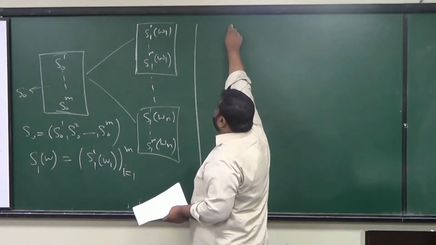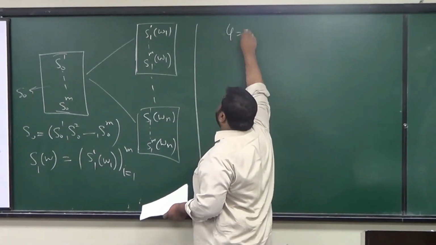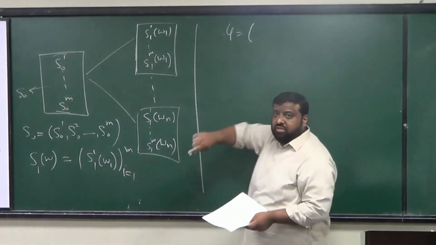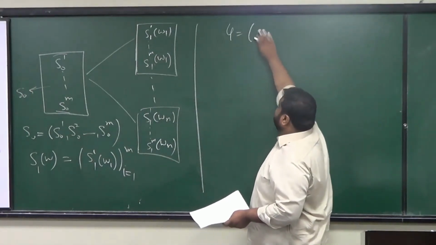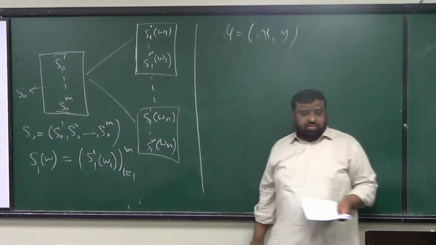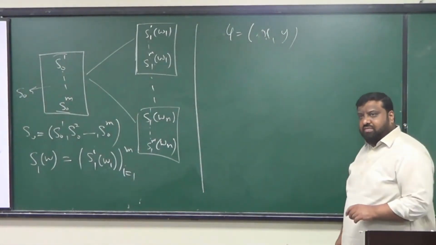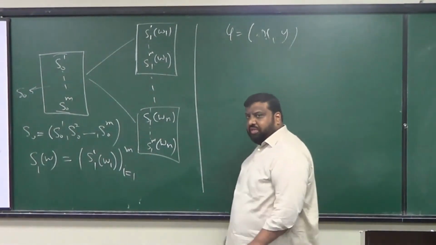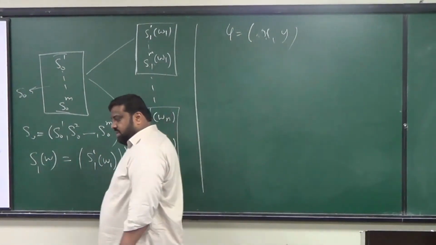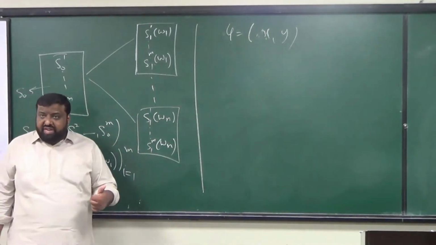Now, what is going to be the meaning of an investment strategy here? It's going to be X and what do you call Y? Can you think of something about X and Y? What should be their nature? Stocks. Y is also a vector. Y is going to be a vector.